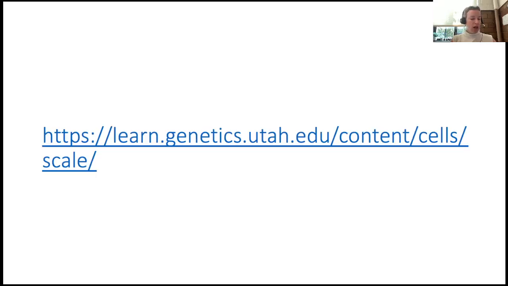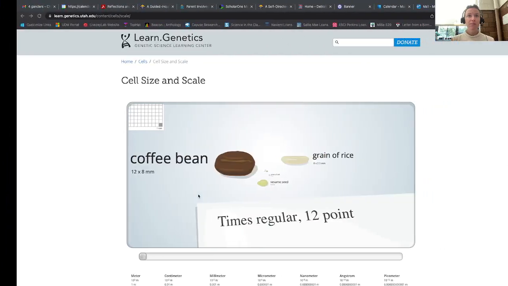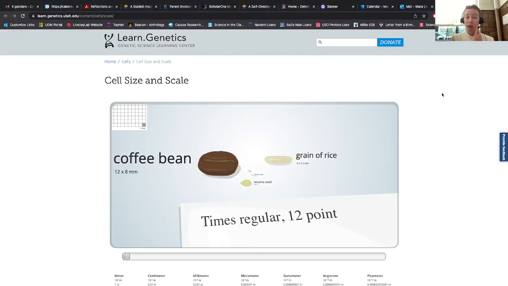So first, I have a short, kind of interactive link to show everyone. And I want to show you this because it's a good example of showing what scale we're talking about when we talk about cells. So let's go ahead and take a look. And you're welcome to go to this link in the PowerPoint slides yourself.